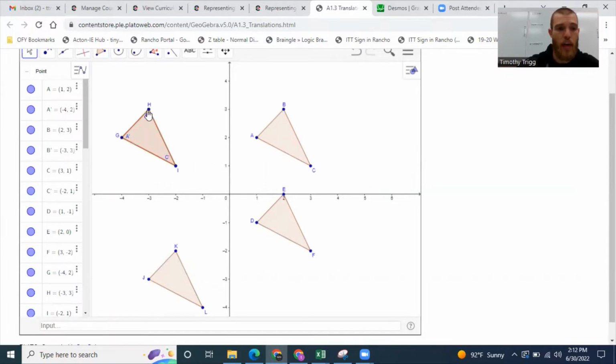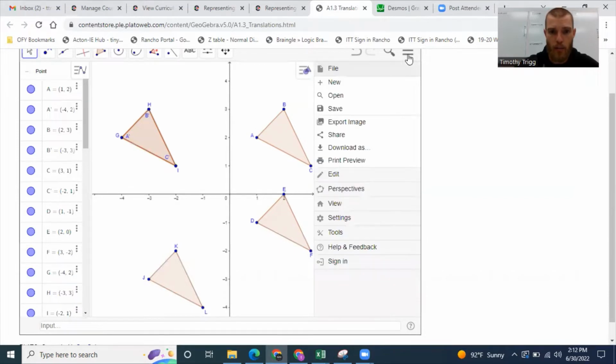B coincides with H. So how much would I have to shift point B over to the left to coincide with point H? Well, notice B's x coordinate is at 2 and H's is at -3. So that would have to move over 1, 2, 3, 4, 5. So 5 to the left.